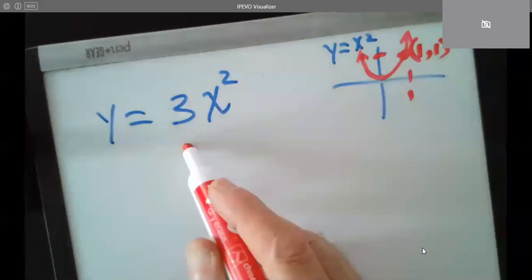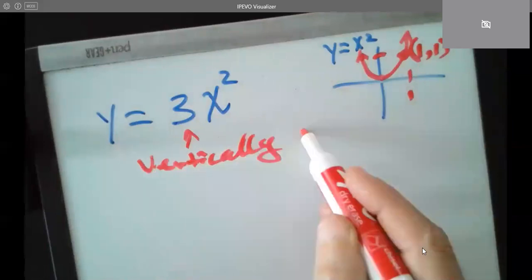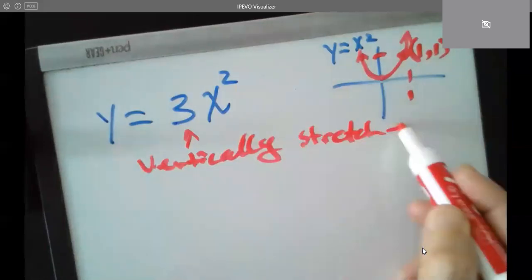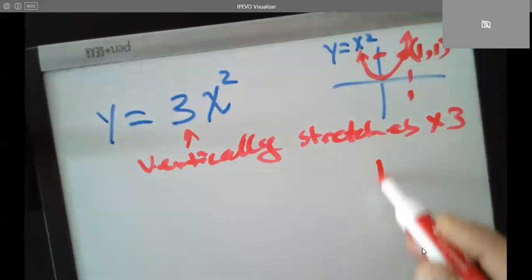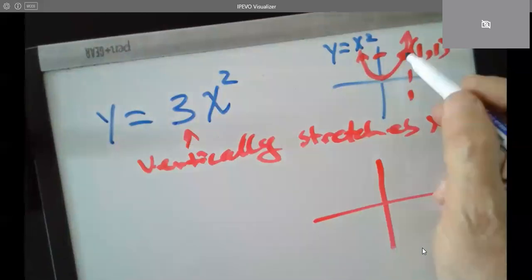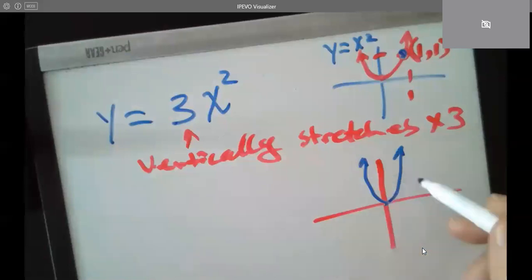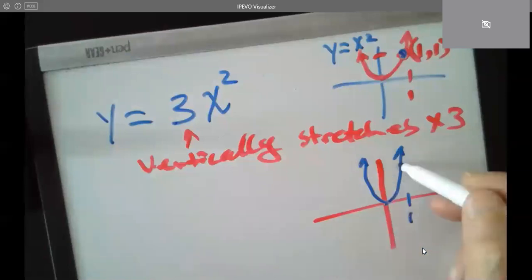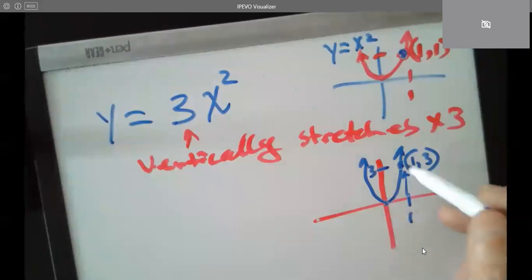But with the 3, it stretches vertically by a factor of 3. So in other words, now, instead of being at 1, 1, it's going to stretch. So now the graph is at 1, 3. So it stretched that graph in relation to the distance from the x-axis to the curve.